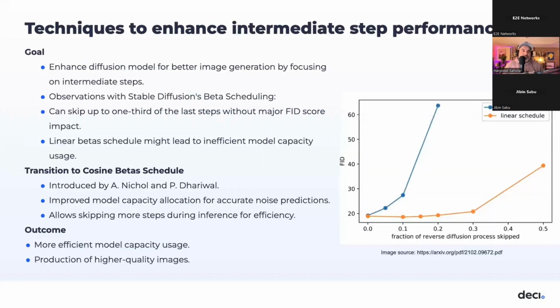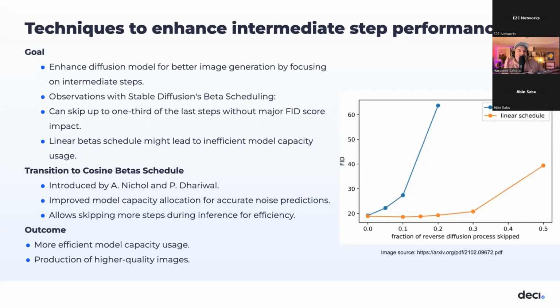One technique was to enhance intermediate step performance. We looked at refining the steps involved in the actual diffusion process itself. With Stable Diffusion's beta scheduling, we found that we could skip about a third of the final steps without a major drop in the FID score. FID is a metric for gauging the quality of text to image models. It stands for Fréchet Inception Distance, the FID score.